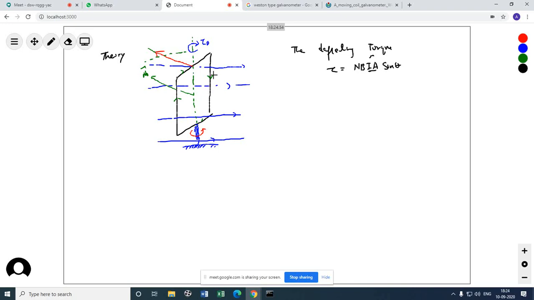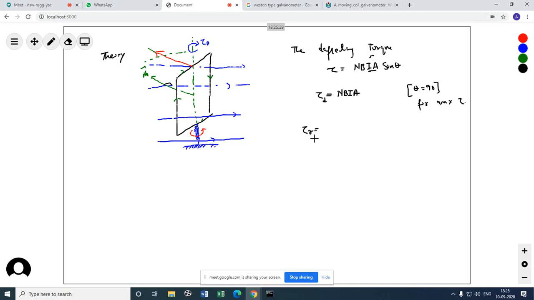Okay? Because from there we are going to get the maximum torque. We need to talk about the maximum torque. Clear? So it is aligned in such a way that M is always perpendicular to B. Got it? So I get here tau equals NBIA, which is the maximum torque, with theta equal to 90 degrees for max. Okay, this is our deflecting torque.